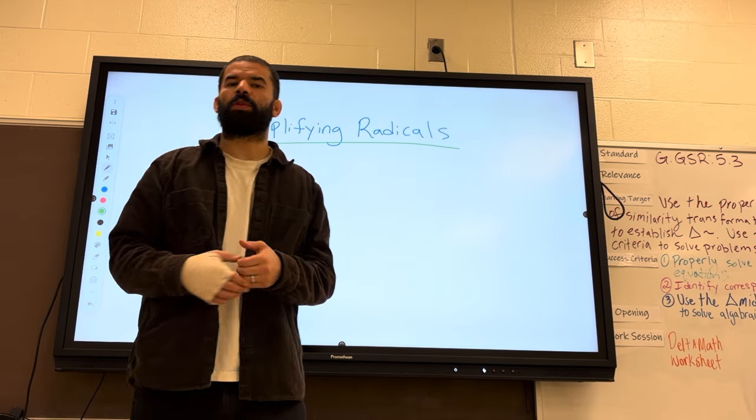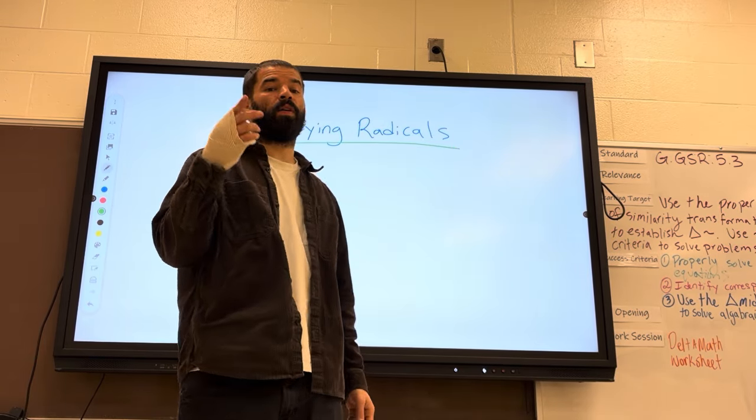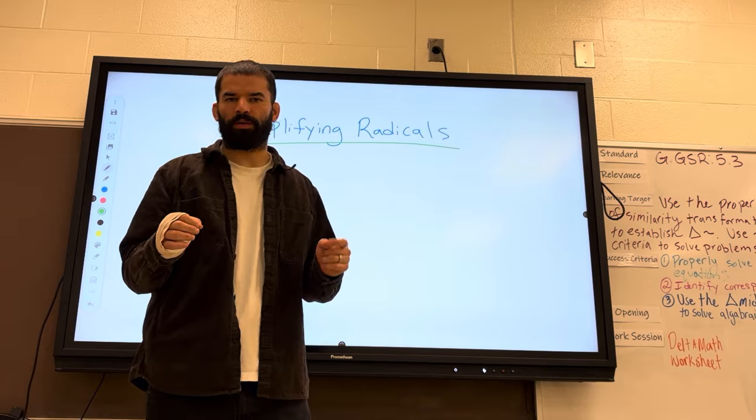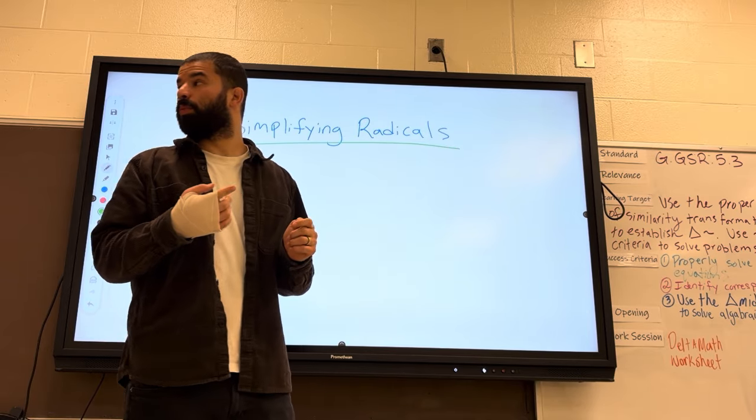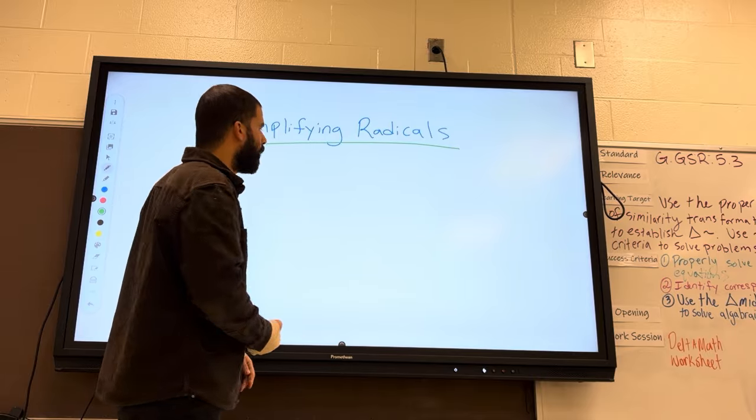Hey everybody, today we're going to be talking about simplifying radicals. Now, the next unit we're going to get into is going to be geometric mean and similar right triangles. A lot of this is going to end up with a proportion where you get an x squared as the bottom, and I'll show you exactly how that would look.